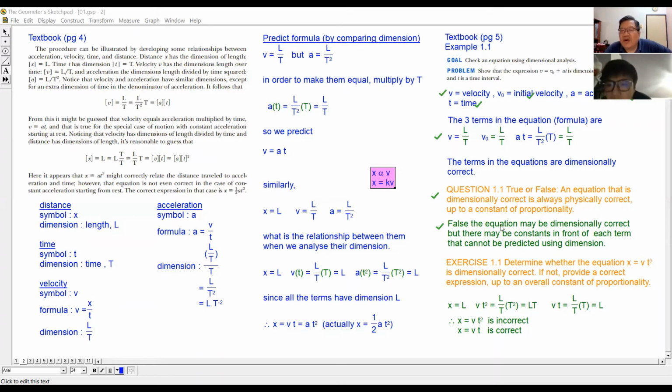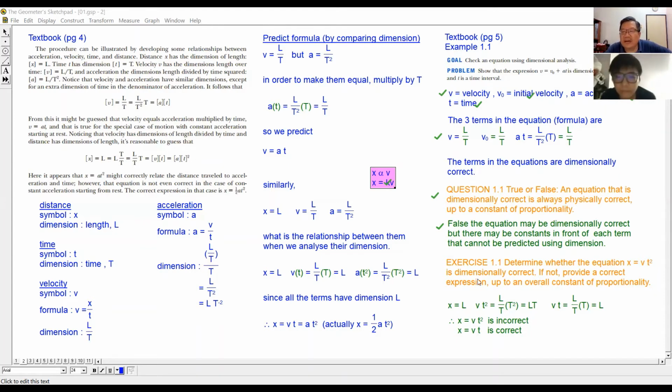It is false because the equation may be dimensionally correct, but the constant in front of the term cannot be predicted using the dimension. The proportionality constant here, the k here, we cannot know the value of k. So although the equation may be dimensionally correct, in front of the terms there may be numbers that we don't know.